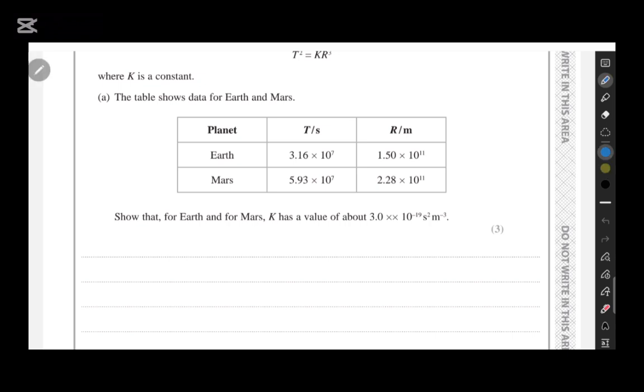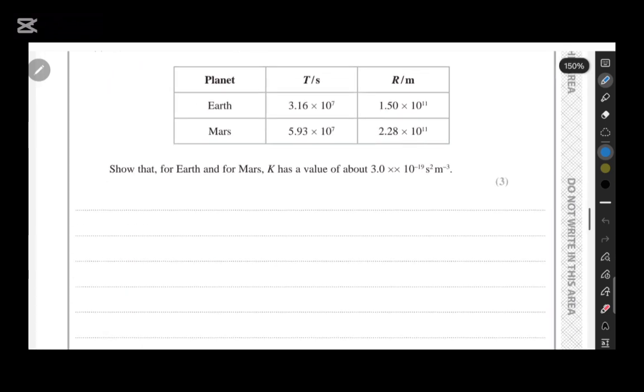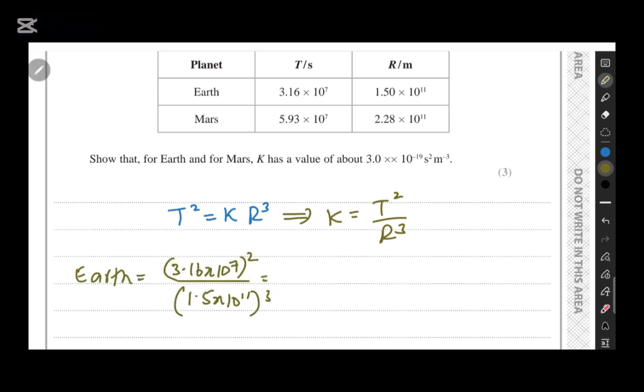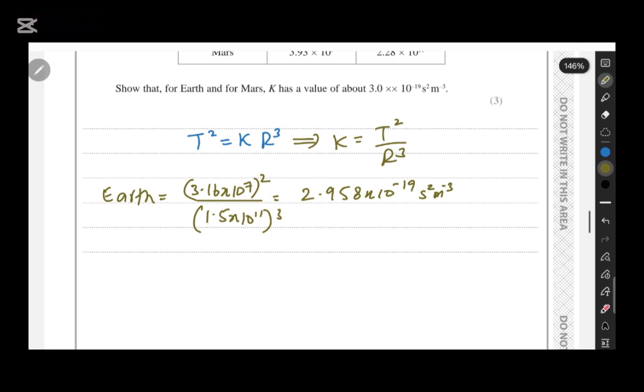Okay, so all you have to do is, T squared is equal to k r cubed, and I can further simplify it. If I want to find the value of k, I'm going to do k is equal to T squared by r cubed. So I'm going to plug in the values there, and I'm going to see my answer. I'm getting a value of 2.958 times 10 to the power of minus 19 second squared per meter cubed. Okay, now I'm going to do the same thing for Mars.